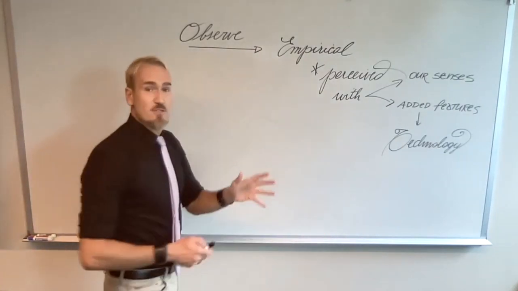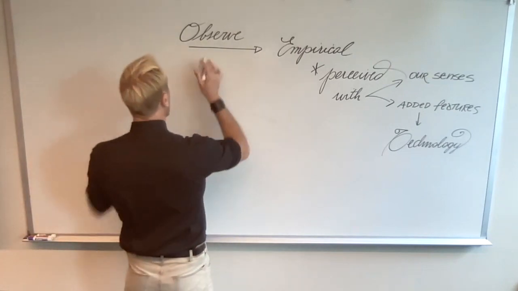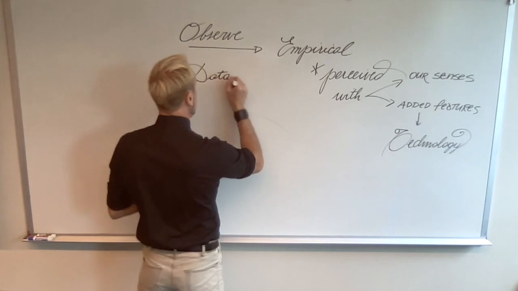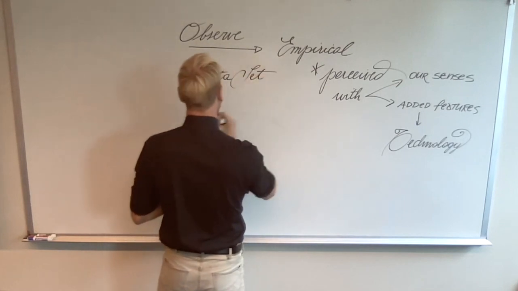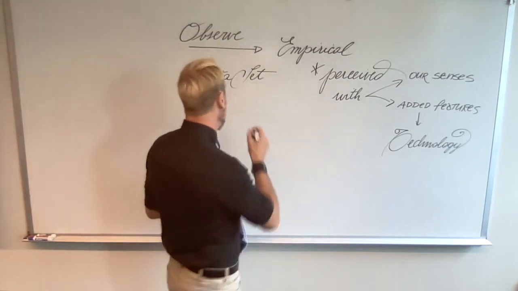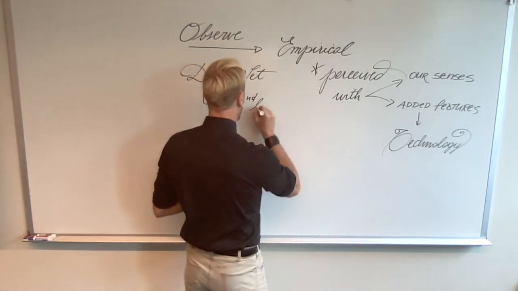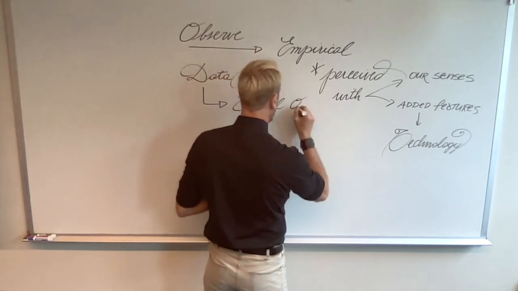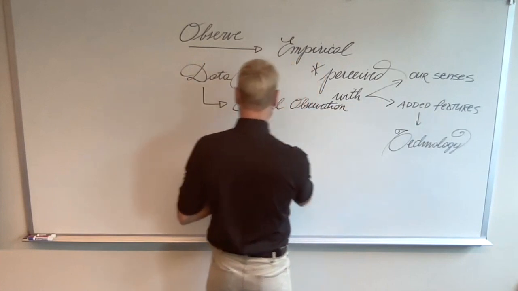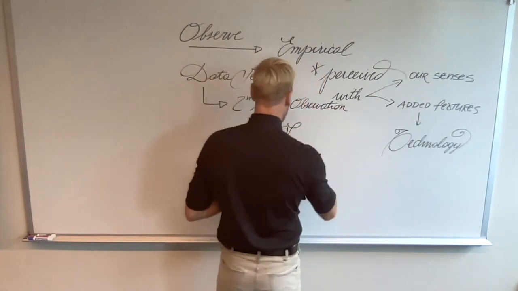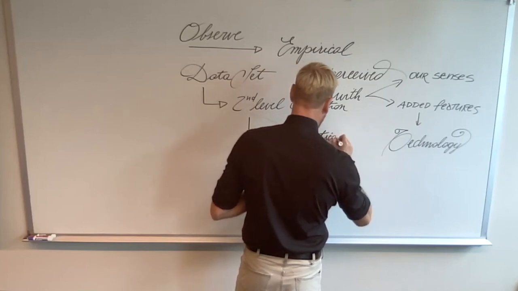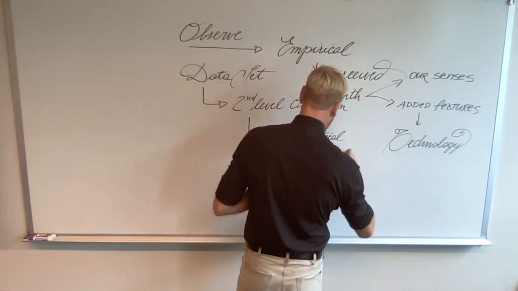Now, once you have an observation, you need to put this observation into a data system or data set, and we will not discuss the mathematics here. And this usually means a second level of observation, which in other words is statistical analysis.